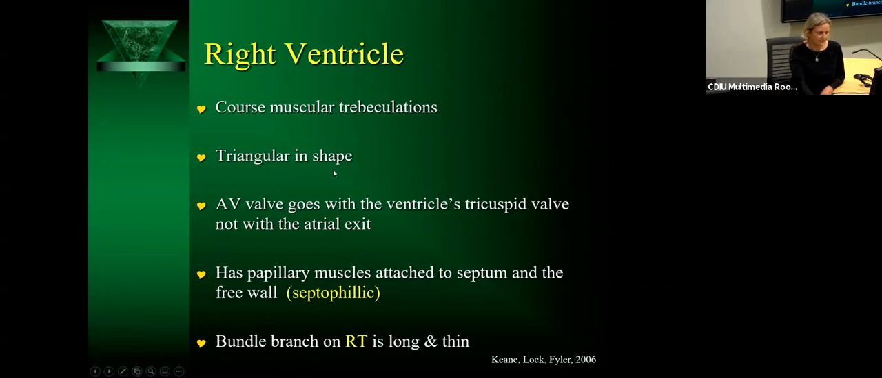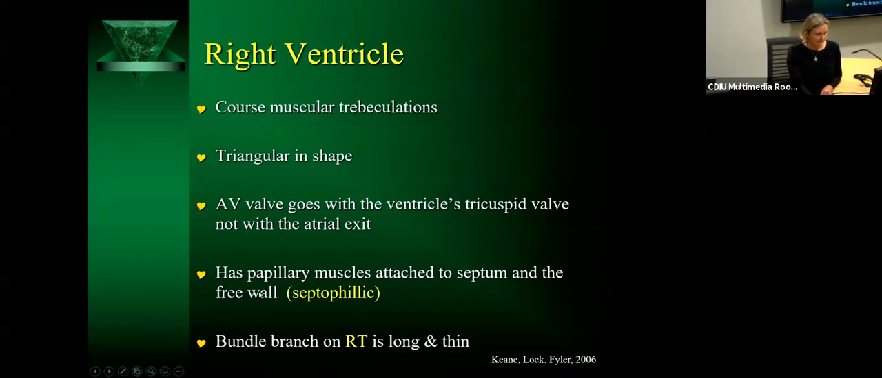It's a bit more triangular in shape, and we have to remember that the AV valve goes with the ventricle, not the atria. So in congenitally corrected DTGA, where it's not the vessels that are corrected, it is the ventricles that are corrected, the valve goes with the ventricle. So if the left ventricle is on this right side, then it is the mitral valve that's here. And if the right ventricle is on the left side, it's the tricuspid valve. So we should expect to see a three-cusp valve.